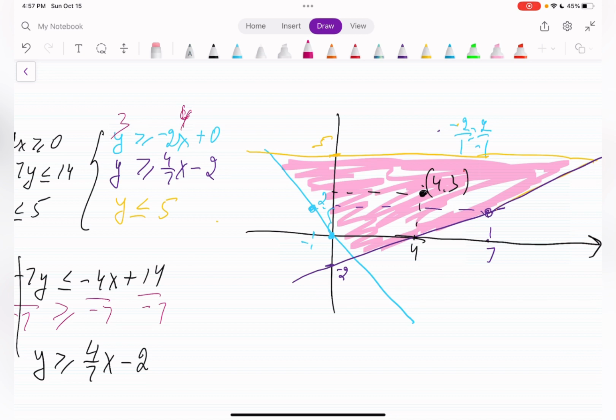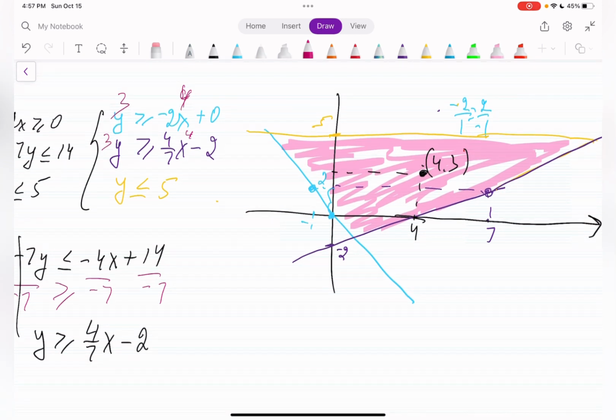Now second one, x is 4, y is 3. So it's going to be 16 over 7. 4 times 4 is 16 over 7. It's going to be 1 and 2 over 7. So -2 minus 1 and 2 over 7 is going to be a negative number, which means 3 is indeed greater, satisfying the second one also. And y is less than 5, my y here is 4, right? Which is also satisfying, and indeed it's going to be this triangle. All right, so that's going to be our answer.